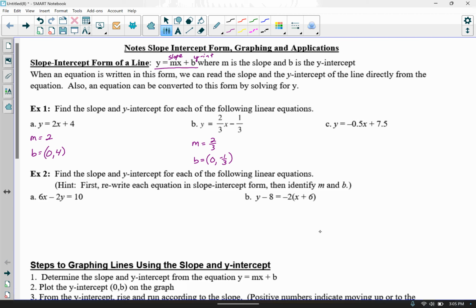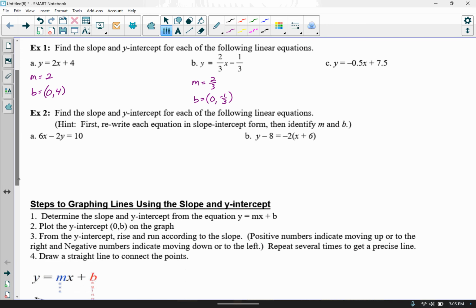Example 2 is asking us to find the exact same thing, the slope and y-intercept, but you'll notice in both of these equations that they're not already solved for y. I'm going to do example B with you because it's just a little bit more involved than example A, and let you go back and do example A solo. Looking at letter B, the first thing I'd want to do in order to get closer to getting this y all by itself is take this -2 and distribute it through to that parenthesis. So I'm just going to bring down my y minus 8, equals -2 times x, -2 times 6.